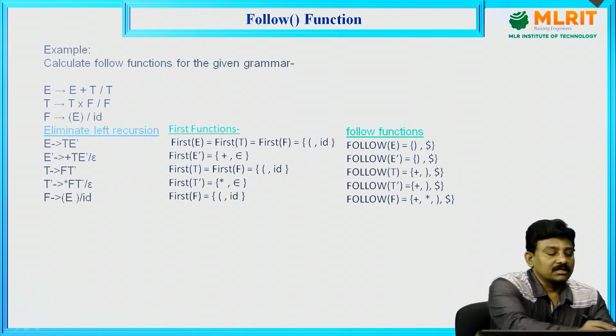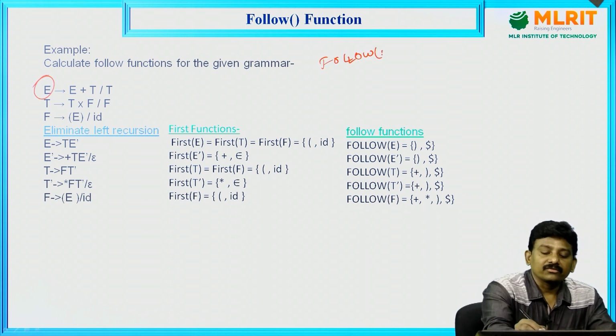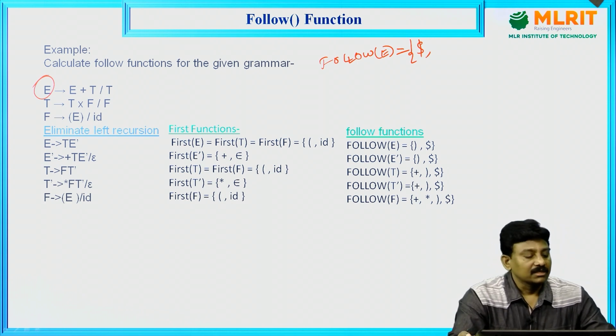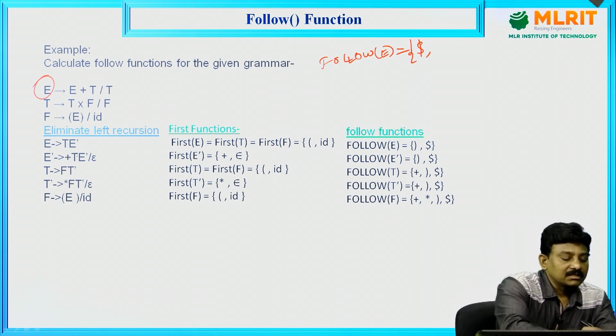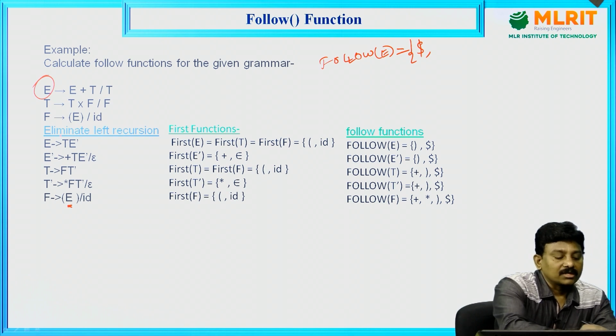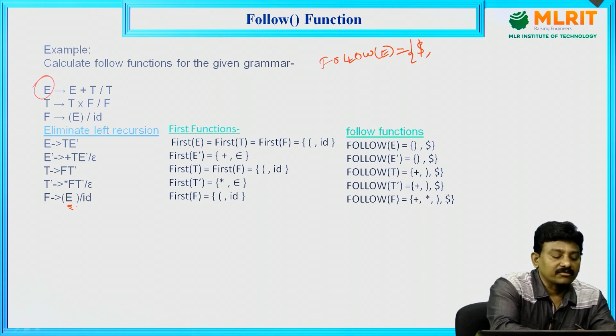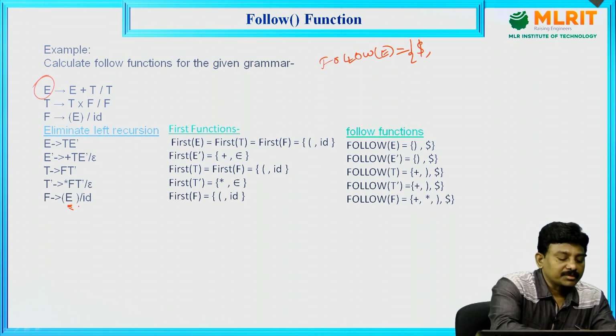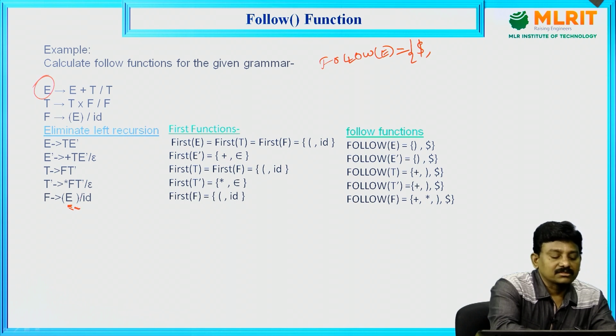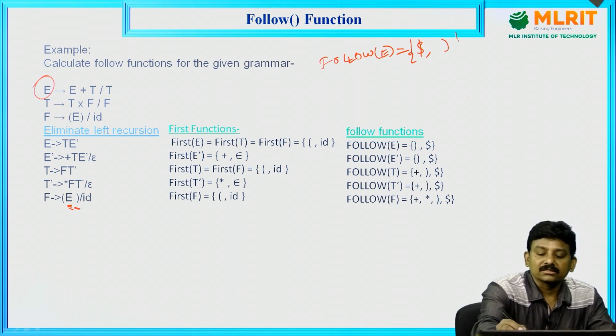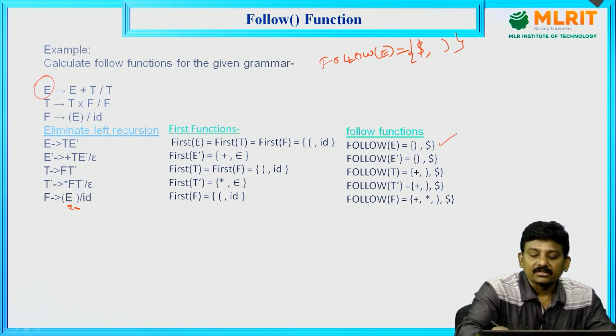Here the starting symbol is E, so follow of E is dollar. Then wherever E is present on the RHS, E is following a terminal symbol, the right parenthesis. Follow of E is first of beta, the third rule. Beta does not derive epsilon, so first of beta is right parenthesis. So follow of E is right parenthesis and dollar.